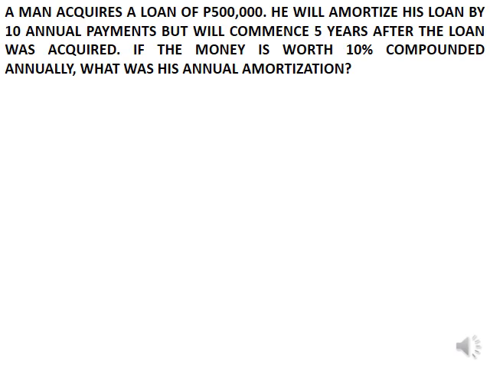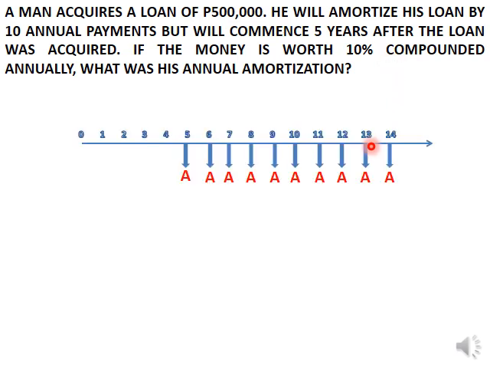Okay, let's proceed to deferred annuity. We'll illustrate the deferred annuity by this example. A man acquires a loan of 500,000 pesos. He will amortize his loan by 10 annual payments, but will commence 5 years after the loan was acquired. If the money is worth 10% compounded annually, what was his annual amortization? Okay, so this is the amortization of this man.